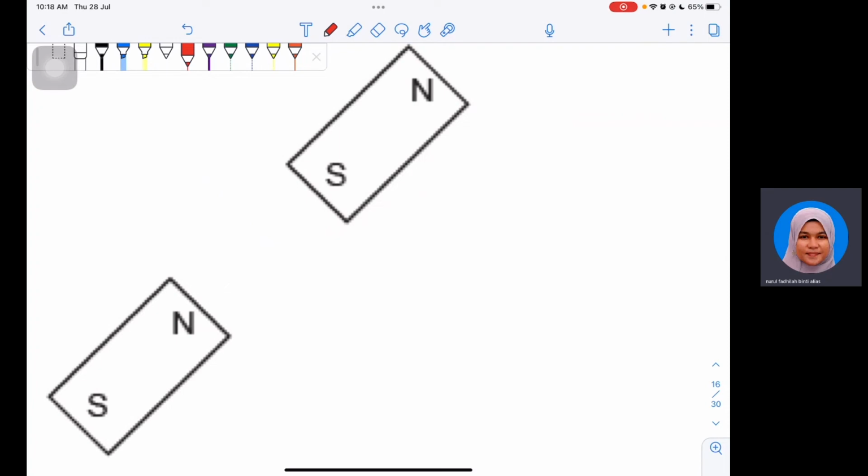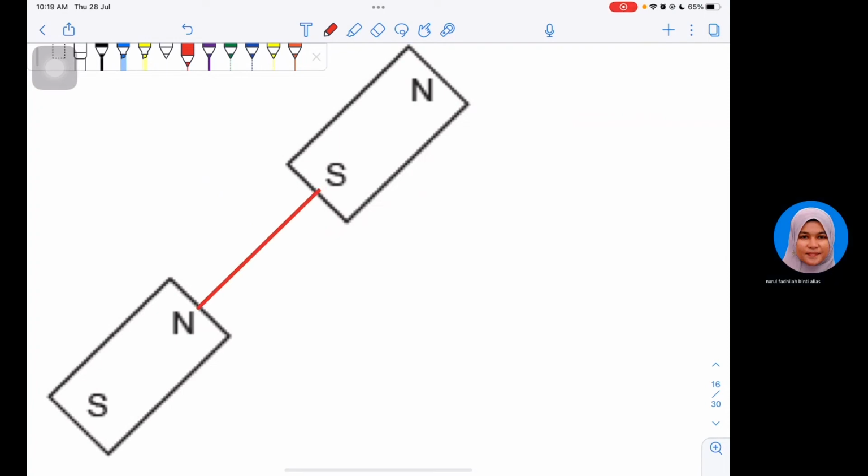Cuma saya nak point out, garisan mesti perpendicular to the magnets. So means you must use a ruler for this middle line. Next, mesti in order for this line, you kena ada line, ada arrow. Yang kedua punya line, you draw curve.